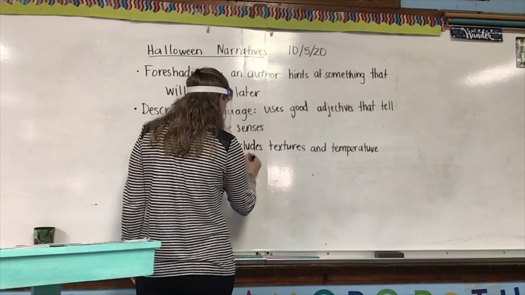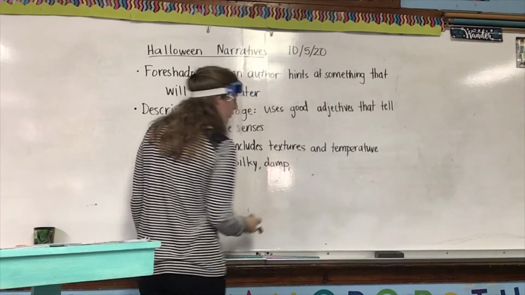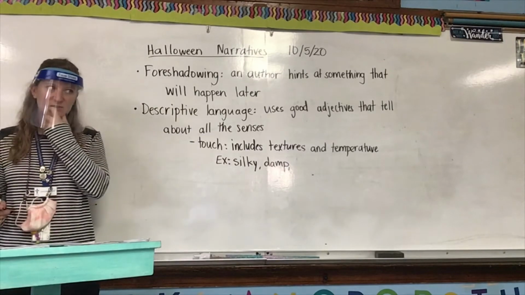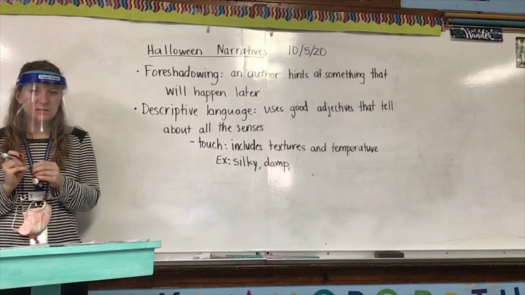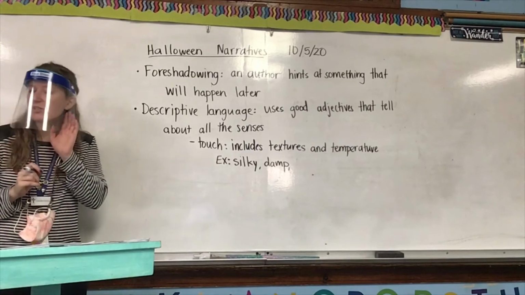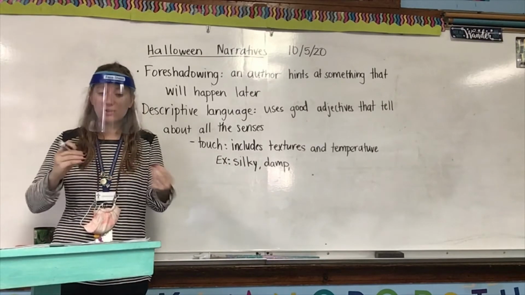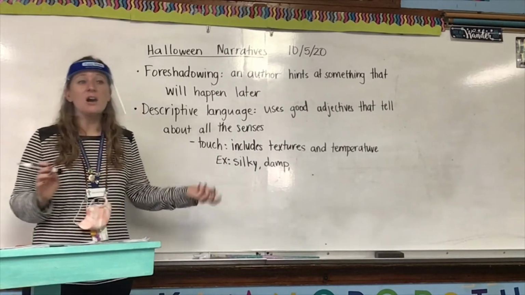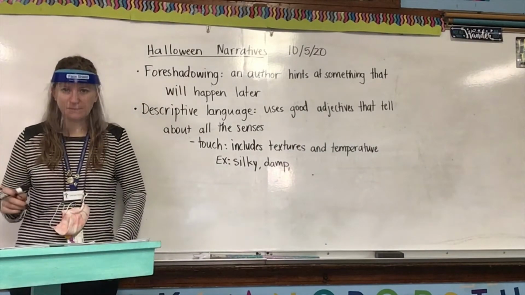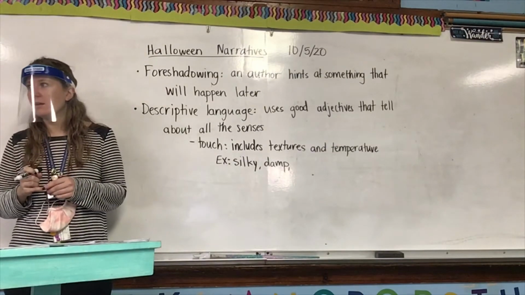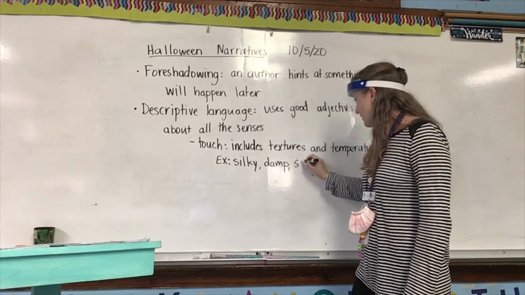silky, damp. Who can think of another good adjective for the way something would feel, the texture of something? Carla? Harden. What did you say, Carla? Harden is a verb. That means to get hard. But hard would be an adjective if something is hard. But let's think of a more descriptive one. Ethan? Soggy. Ooh, that's a good one.